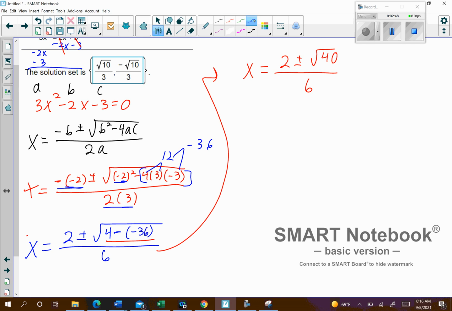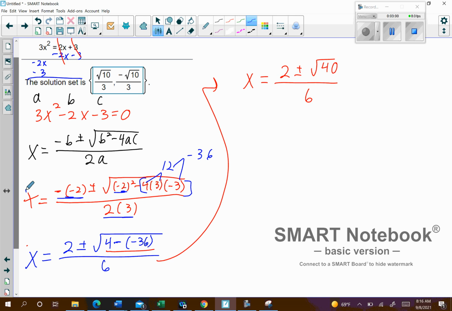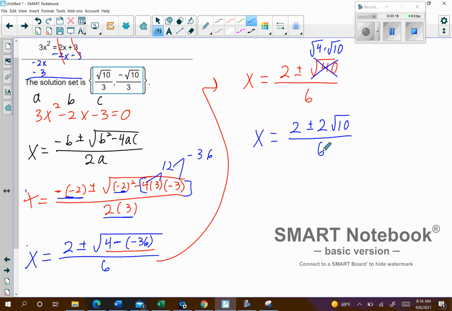Now, what I can do here is simplify the 40. And it looks like you probably did the same from seeing what you have here. So we're going to break that into the square root of 4 times the square root of 10, right? That's what we're going to change that into. And so then that will give us 2 plus or minus, and then the square root of 4 is a 2. And then we have square root of 10, and then all over 6.